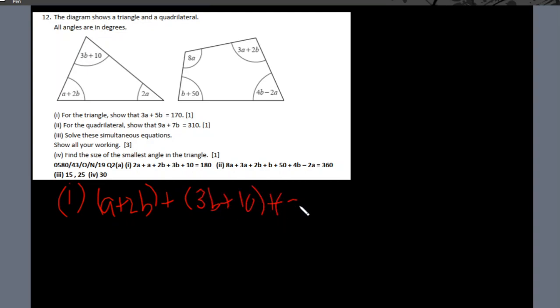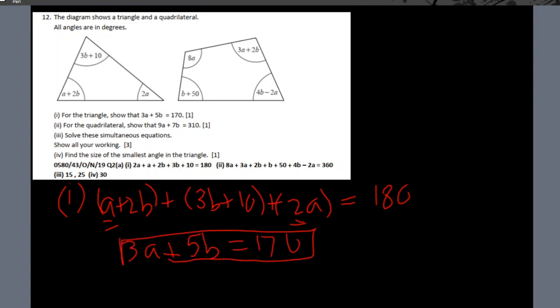Question number 12, part 1. For the triangle, show that 3a plus 5b equals 170. So we know in a triangle the sum of all angles equals 180. So add the three given angles, equate it to 180, and then apply a little algebra, and you should get the required equation. So we get 3a from here plus 5b equals 170. Yes, we got the required equation.